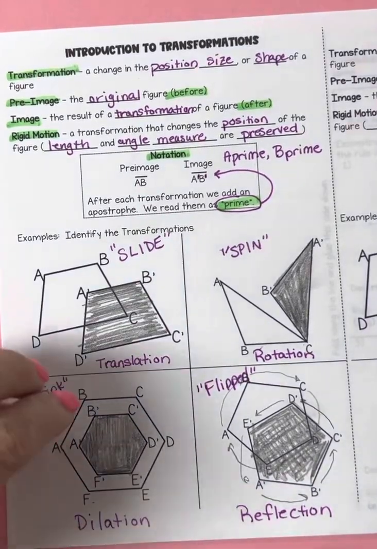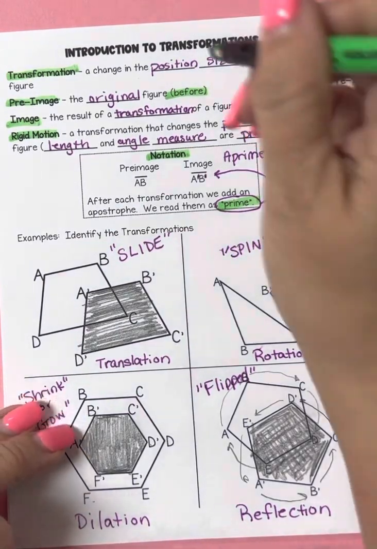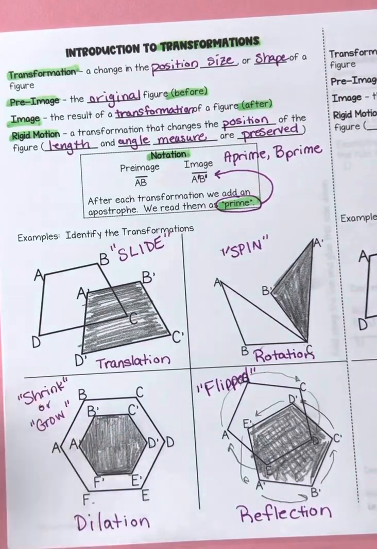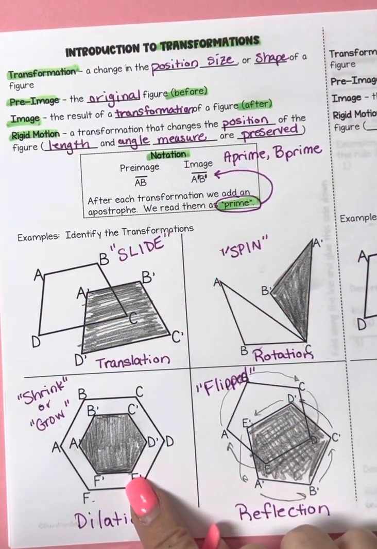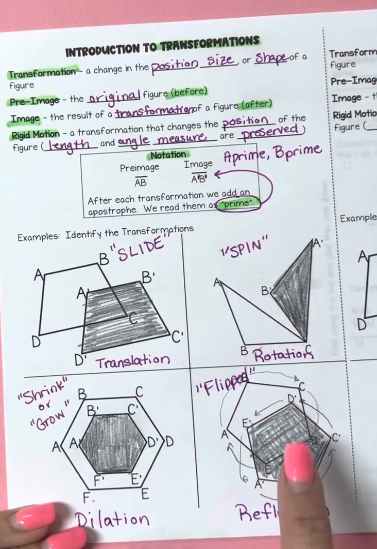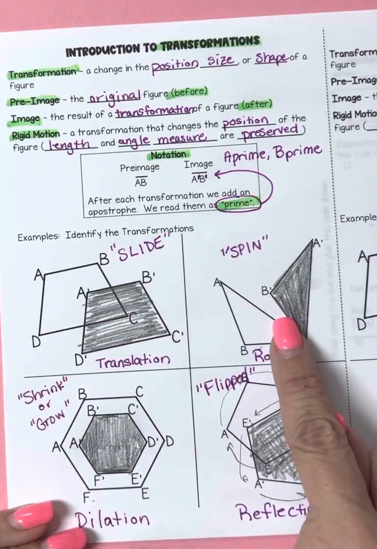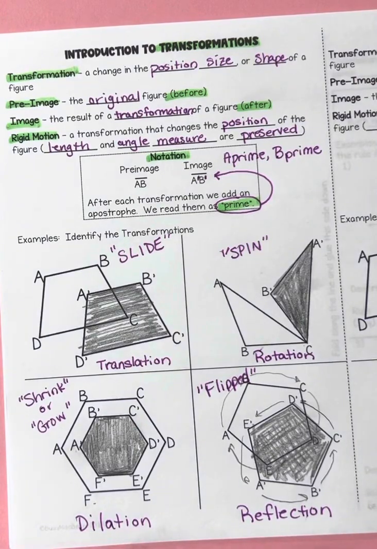So those are the four types of transformations that we're going to learn about in this unit. All of these are transformations. Transformation just means a change. All four of these changed in some way. But the type of transformation is what it does. This one is a translation, a rotation, a dilation, and a reflection. So it's very important that you learn these terms.